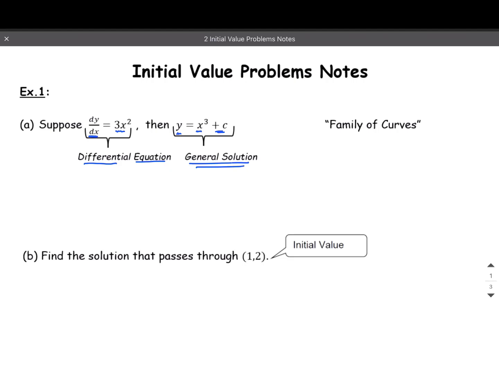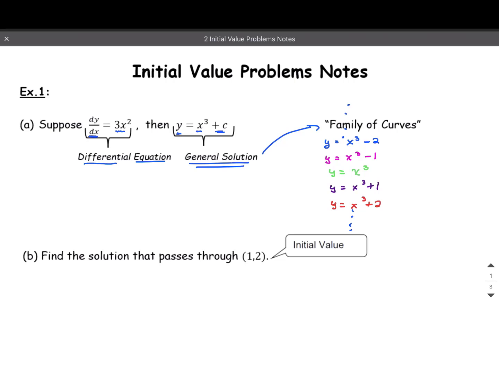Now, our general solution is really a family of curves because we have y equals x cubed, let's say, minus 2. We have y equals x cubed minus 1. We have y equals x cubed. We have y equals x cubed plus 1. We have y equals x cubed plus 2. And we could keep going in both directions for an infinite number of equations that would satisfy that differential equation.